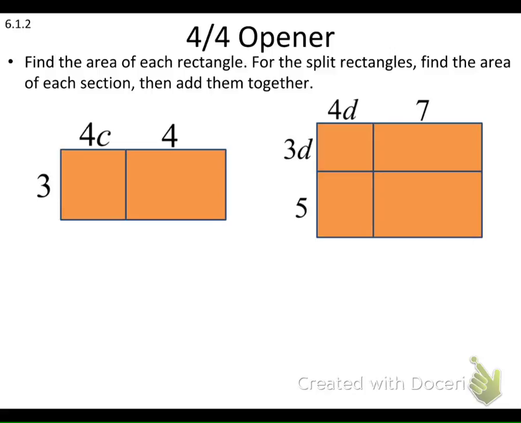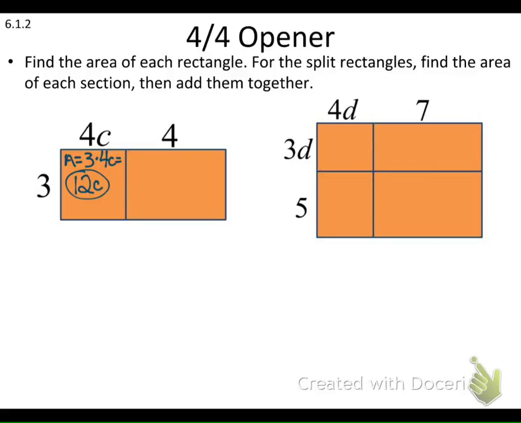Alrighty. Now we're doing 2 rectangles, and then we're adding those areas together. So for my first rectangle, what is my formula? A equals, what's my height for this rectangle? 3. What's my width? 4C. So my area for this rectangle is going to be 12C. Good job.